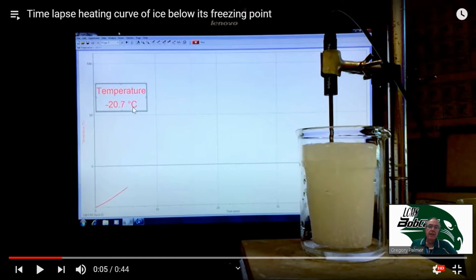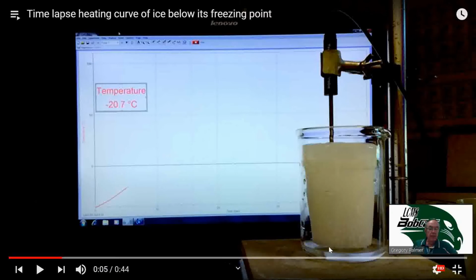So you can see that the ice is really cold. It's starting off right here at negative 20.7, and so as they warm it, it's sitting on a hot plate here. As they warm it, the ice is going to warm up until its melting point.